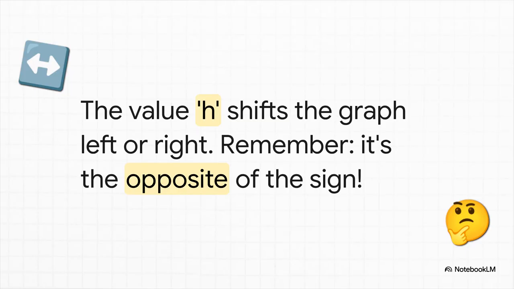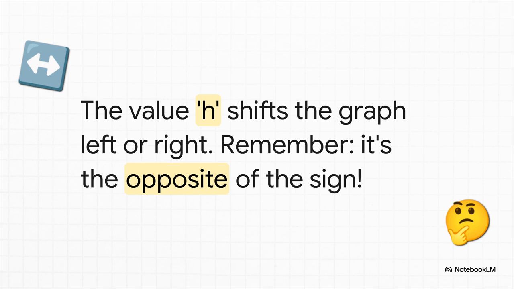Let's start with h, which controls the side-to-side movement. Now this one is the tricky one. It's a little counterintuitive because it does the opposite of what the sign tells you. So if you see x minus 2, that actually moves the graph 2 spots to the right, and x plus 2 moves it 2 spots to the left.